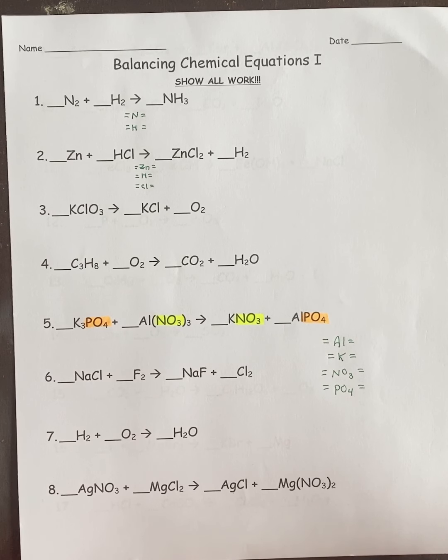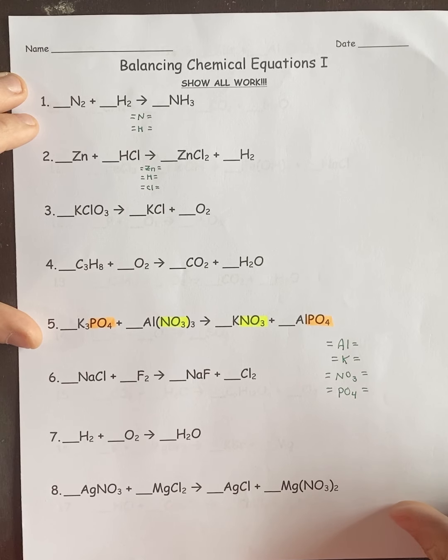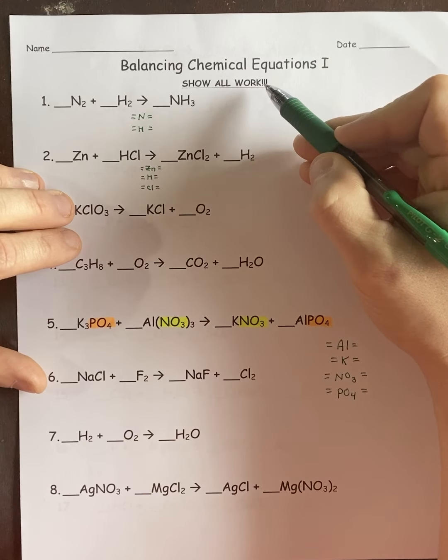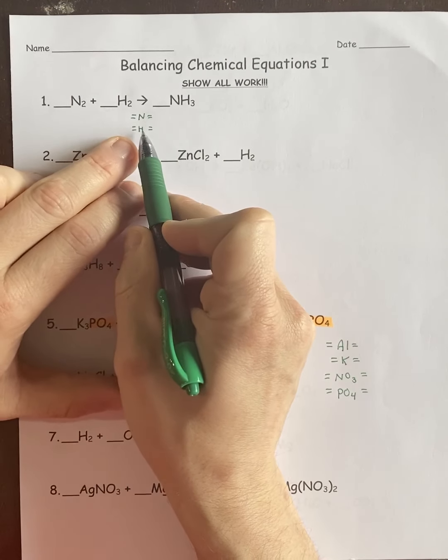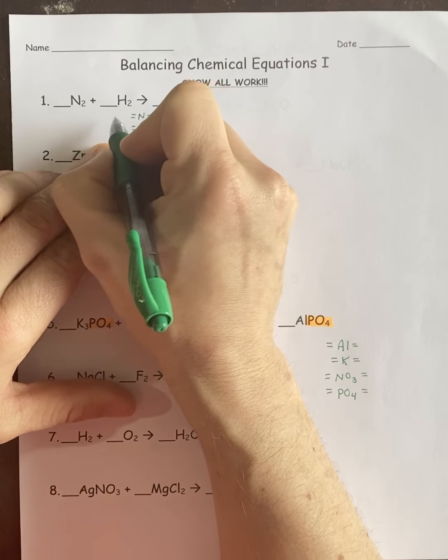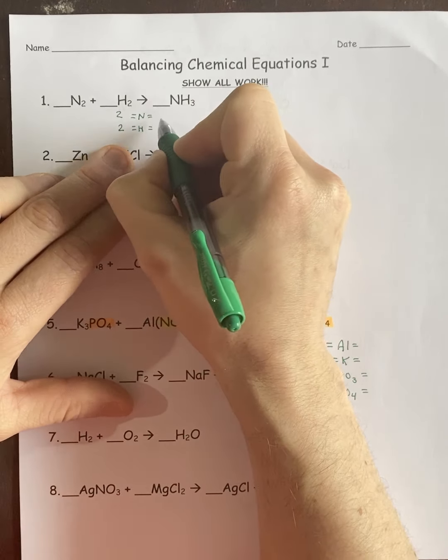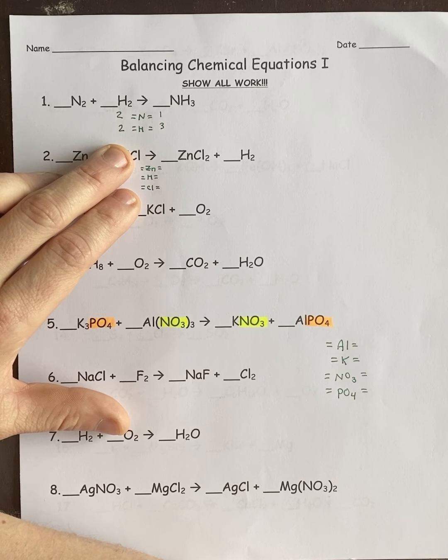So this is one of the practice sheets that I have. So I'm just going to walk you through a couple problems. The one thing to be aware of, it says show all work. So what I mean by that is I want to see an inventory. So just like you've done normally, I want to see, okay, I have 2 hydrogen, I have 2 nitrogen, I have 1 nitrogen on the right and 3 hydrogen on the right. So I want to see this type of work.